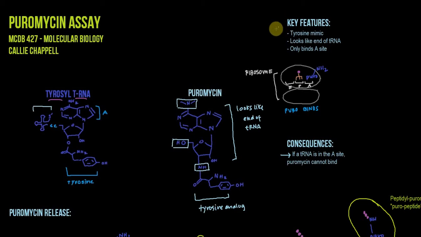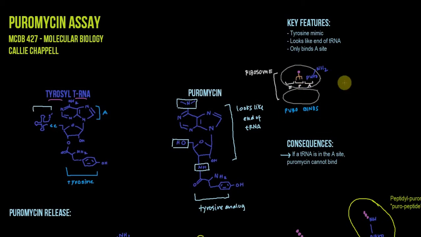Now, it has two key structural features that make it really important. The first is this tyrosine mimic, and the second is the fact that it looks like the end of the tRNA, which is this part. As a result, it can actually bind into the A site of a ribosome. And in fact, it only binds the A site of the ribosome. Now, this is really important when we want to ask questions about what binds where, because puromycin can react with any amino acids or polypeptide that's on a tRNA in the P site, and then it can be transferred onto puromycin, which will then be released, which we can measure, which is pretty cool.